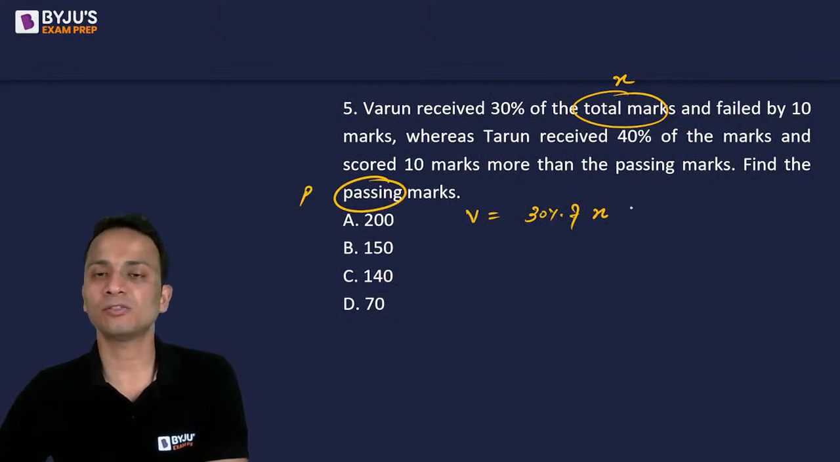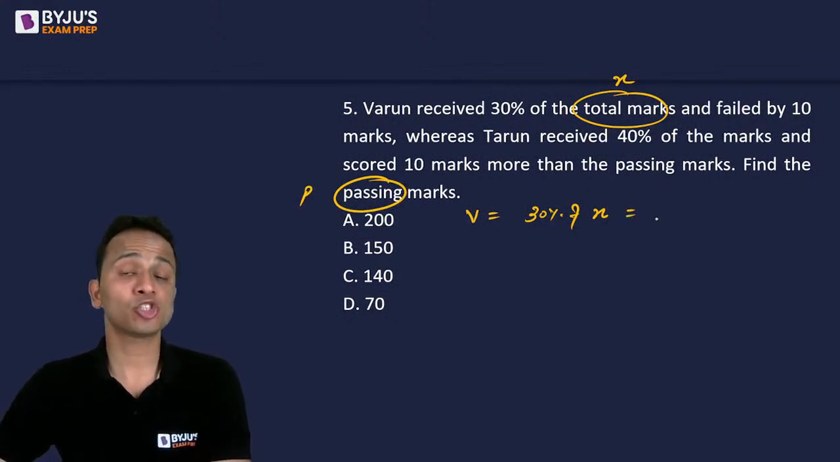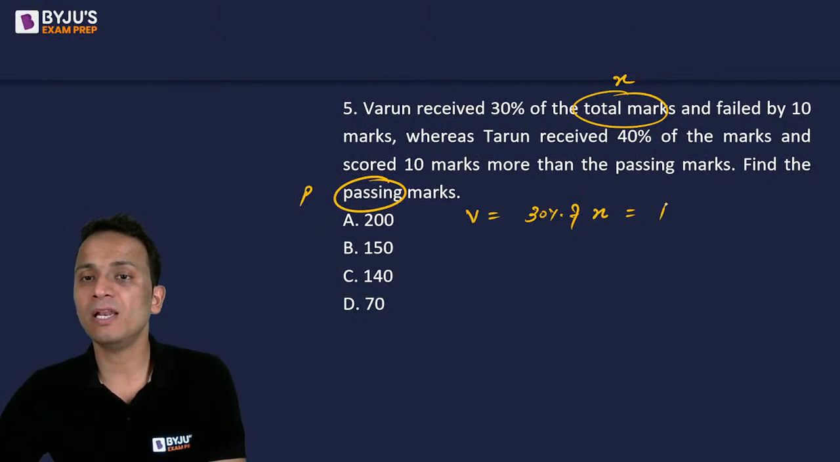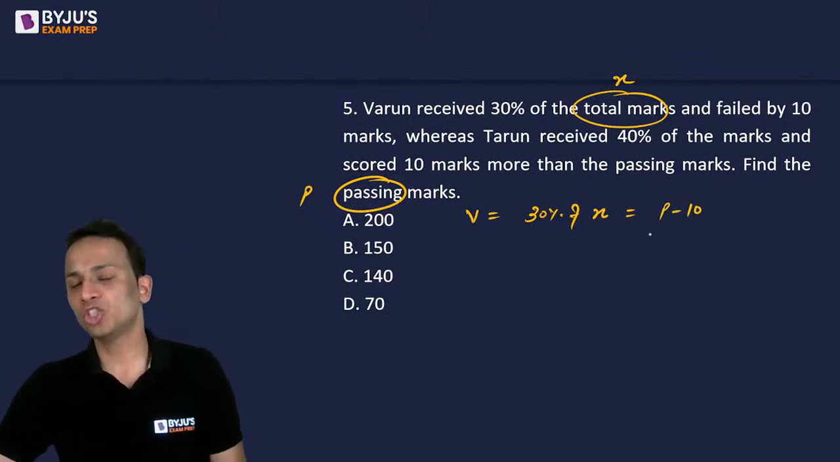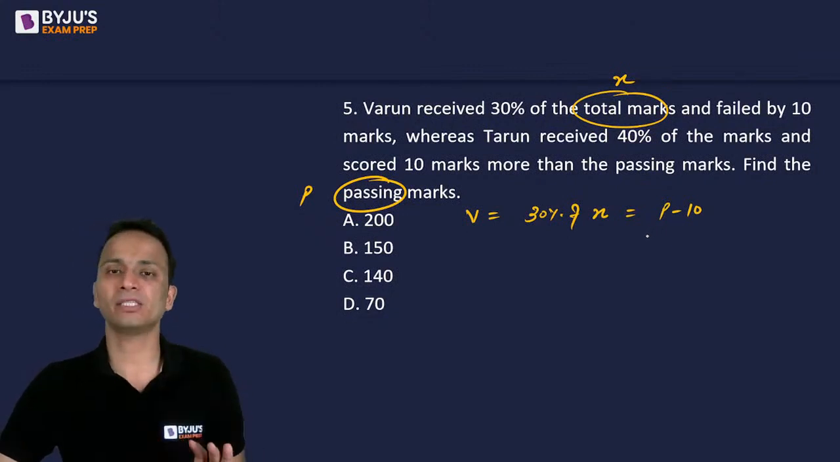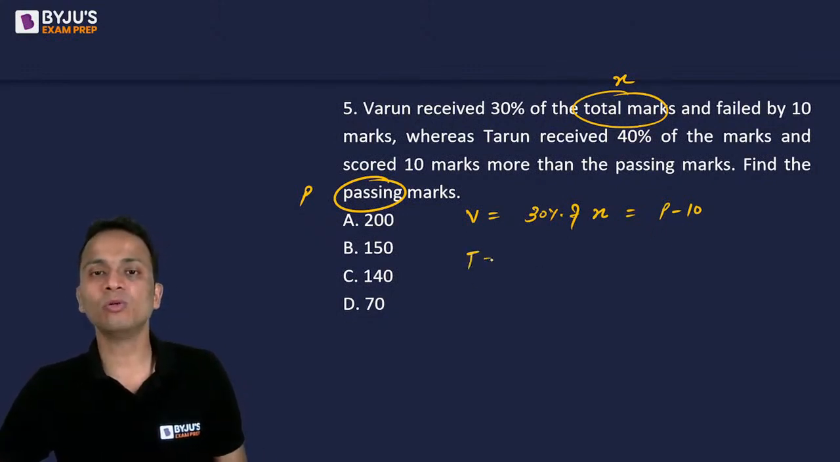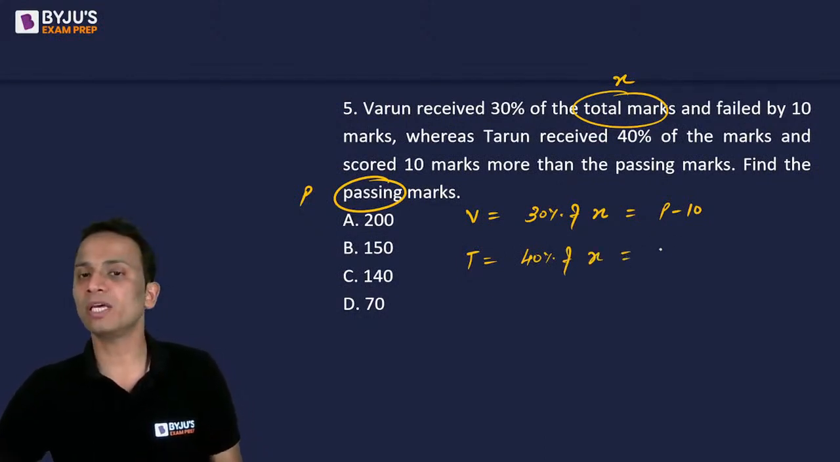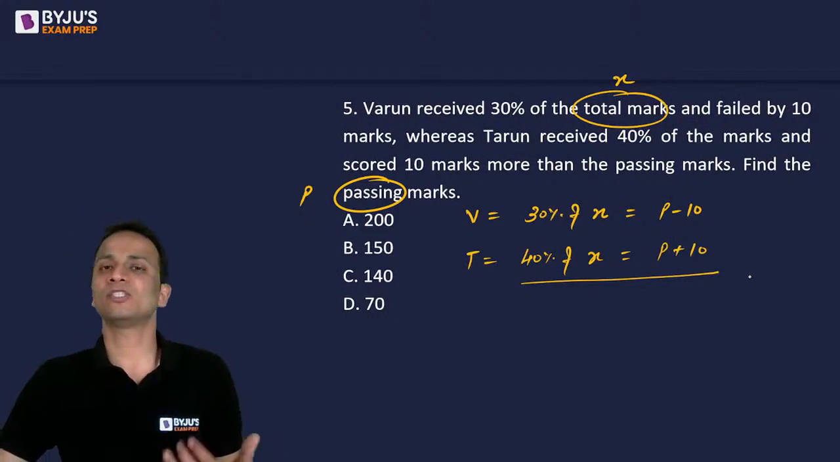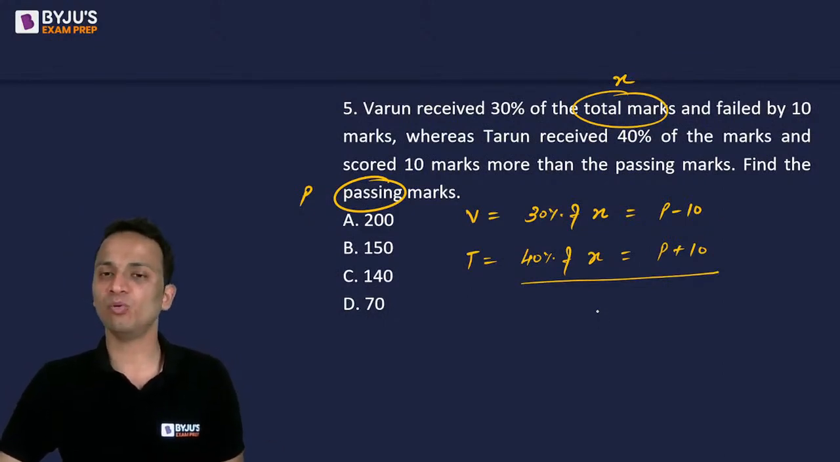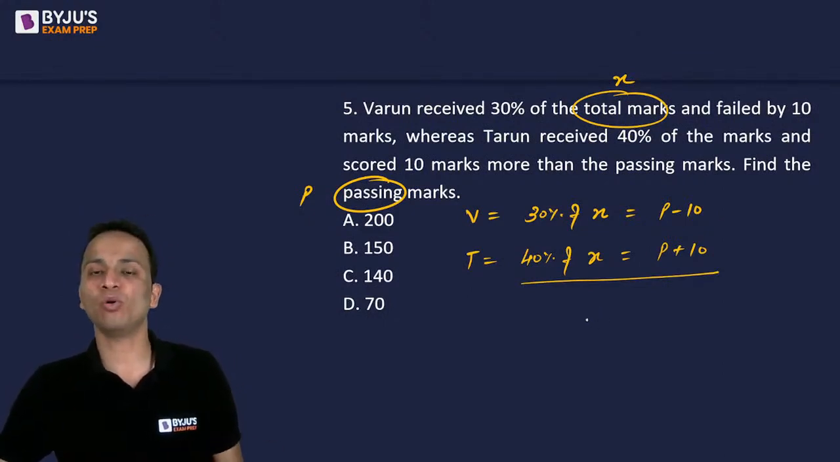So let's say passing marks is p. So Varun has scored 10 marks less than passing marks. So 30 percentage of total marks should be equal to passing marks minus 10. Similarly, Tarun, who has received 40 percentage of the total marks, has scored 10 marks more than the passing marks. So इसके mark कितने हो जाएंगे? P plus 10. Okay. अब दो equations हैं, solve कर लो, you will get the value of x as well as the value of p.